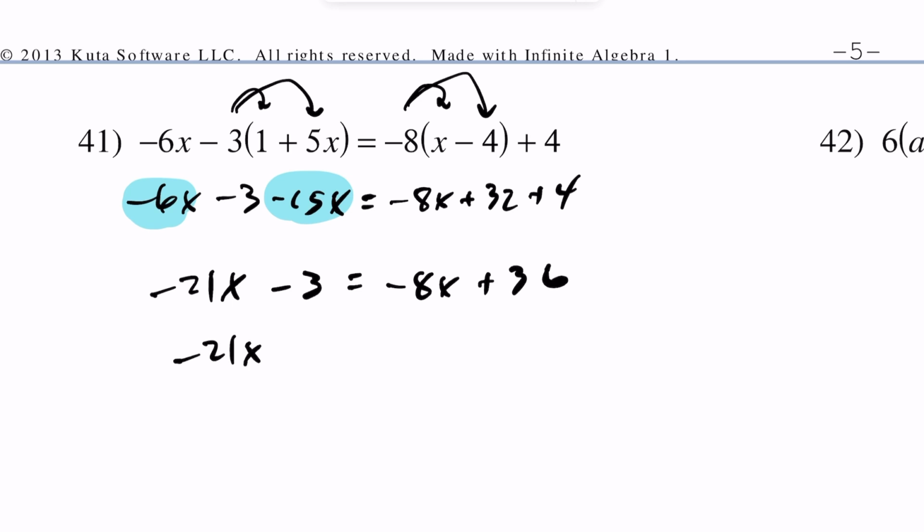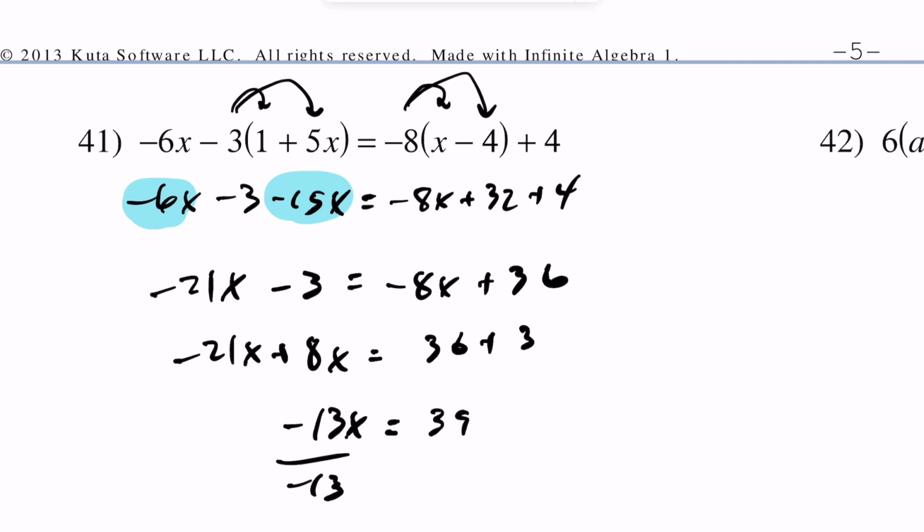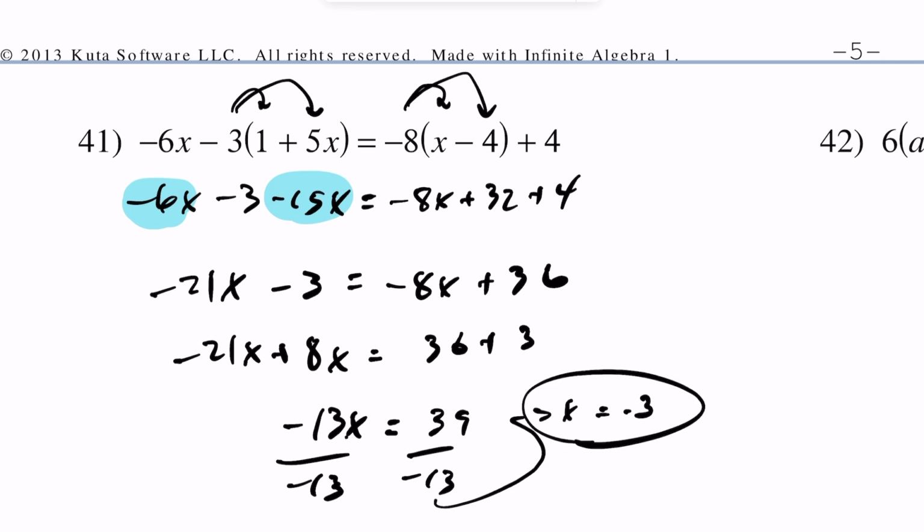And you get minus 21x plus 8x equals 36 plus 3. In which case I get minus 13x is equal to 39. And divide across by minus 13 on both sides. I get x is minus 3.